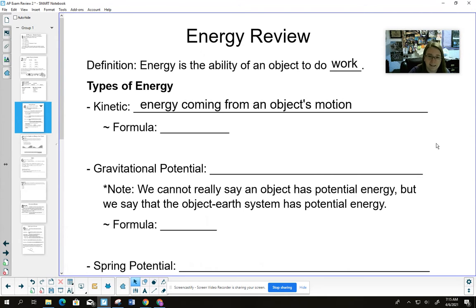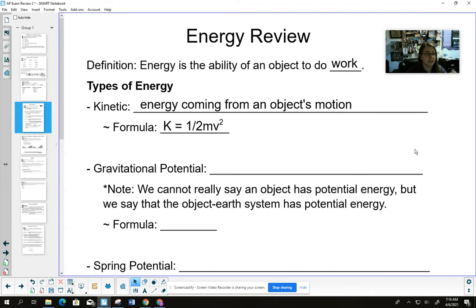Just to review, kinetic, again, comes from the object's motion, right? Anything kinetic means we're moving. So as an object is moving, it has kinetic energy. If an object is at rest, it doesn't have kinetic energy. And again, that's our formula, K, or sometimes it's KE. That's 1/2 m, mass, times velocity squared.